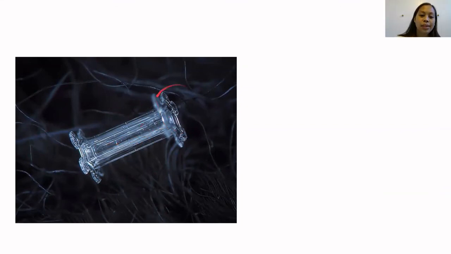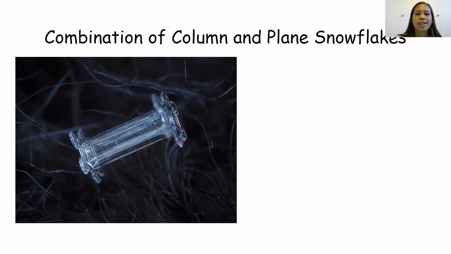And then it has the plain crystals on the end. So it has snowflakes on the end, and then it has this long sort of tube through the middle. And it is called a combination of column and plain snowflakes. So it's like putting both of them together. You put 2 snowflakes together, and they do that.